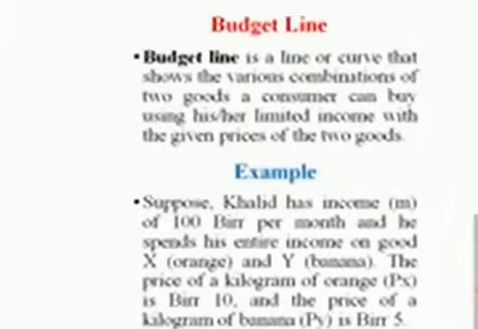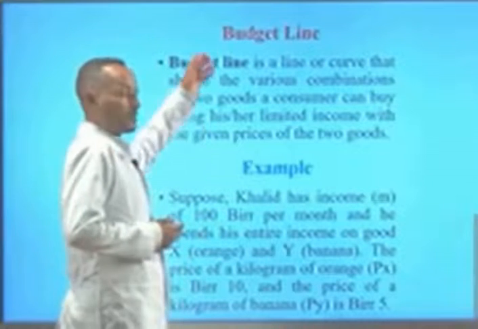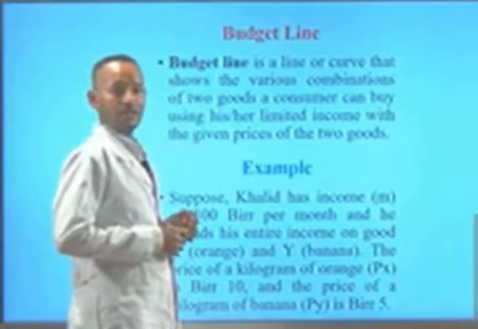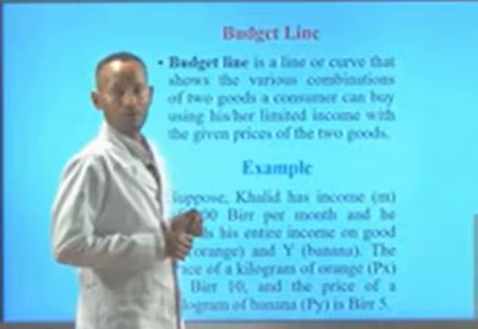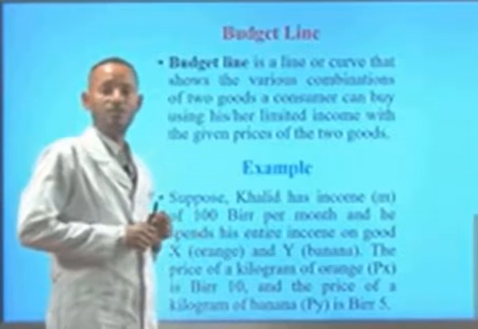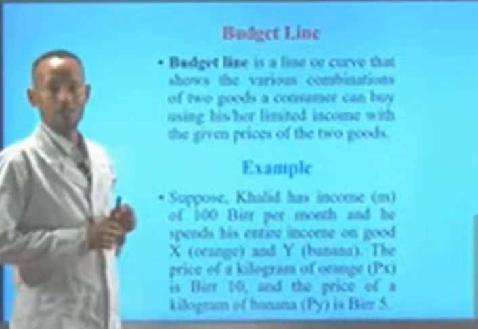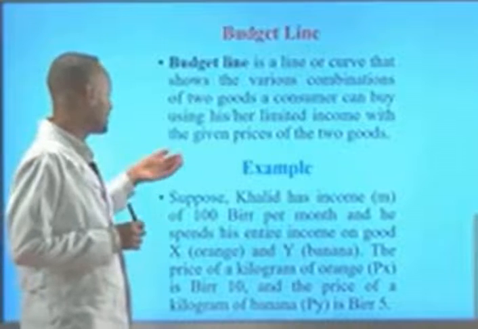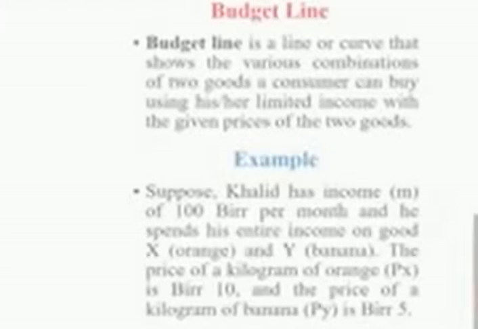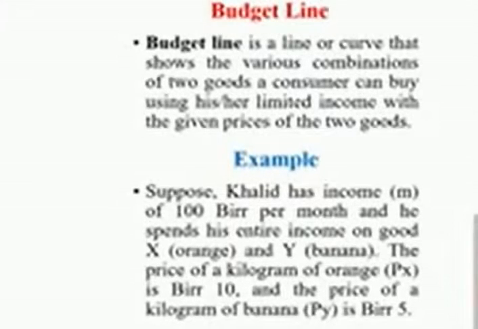Revision lesson of Unit 3, Consumer Behavior. It is about the budget line. Budget line is a line or curve that shows the various combinations of two commodities that a consumer can buy using his limited income with the given price of the two goods.